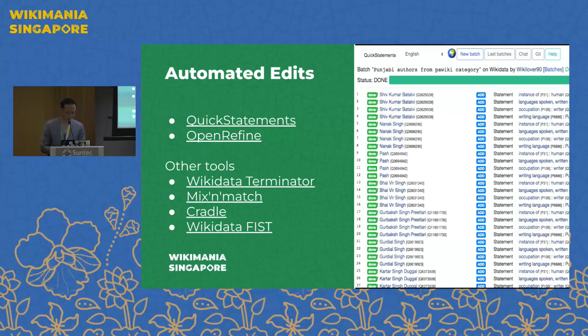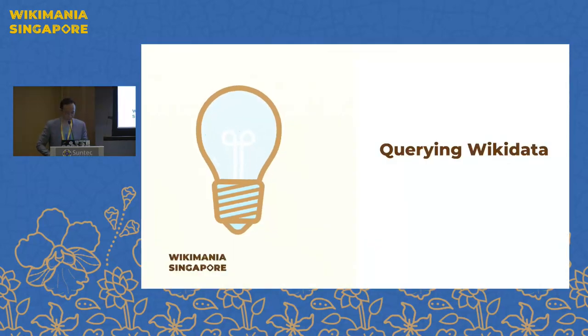There are also other tools that you can use on Wikidata: Wikidata Terminator, nice name, Mix'n'match, Cradle, Wikidata Fist. Most of these tools were actually created and developed by members of the community, and are not developed by Wikimedia Deutschland, right? So we work very, very closely with the community members to understand how we can build a stronger and better ecosystem for Wikidata.